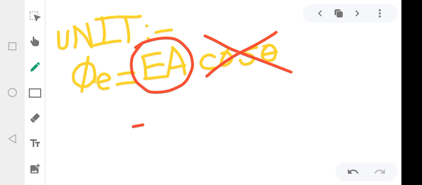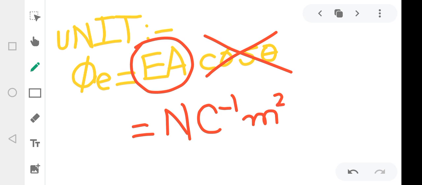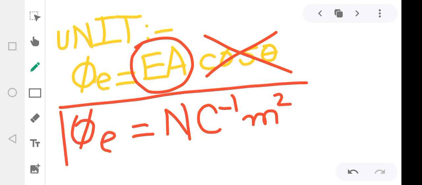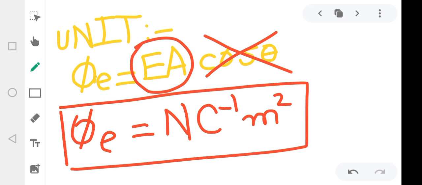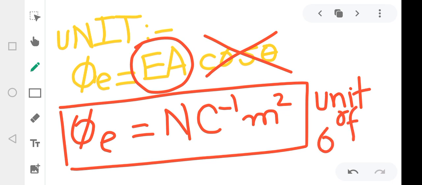The unit of electric field intensity, as we studied in our previous lecture, is Newton per coulomb. And the unit of area is meter square. So what is the unit of the electric flux? It is Newton per coulomb meter square. This is the SI, international standard unit of the electric flux.